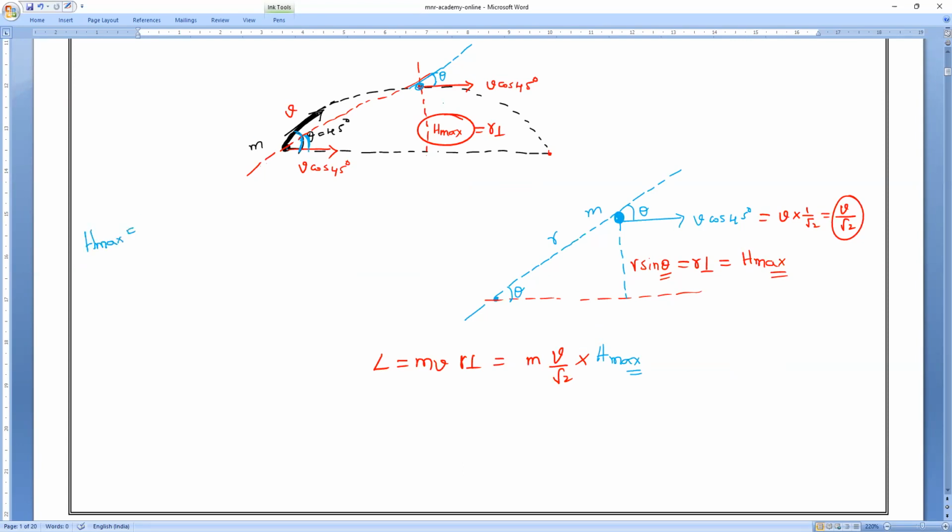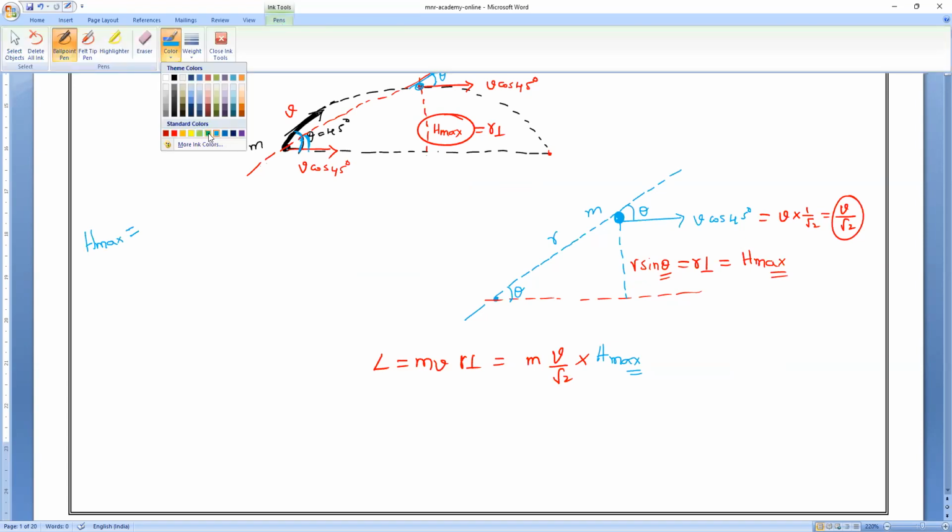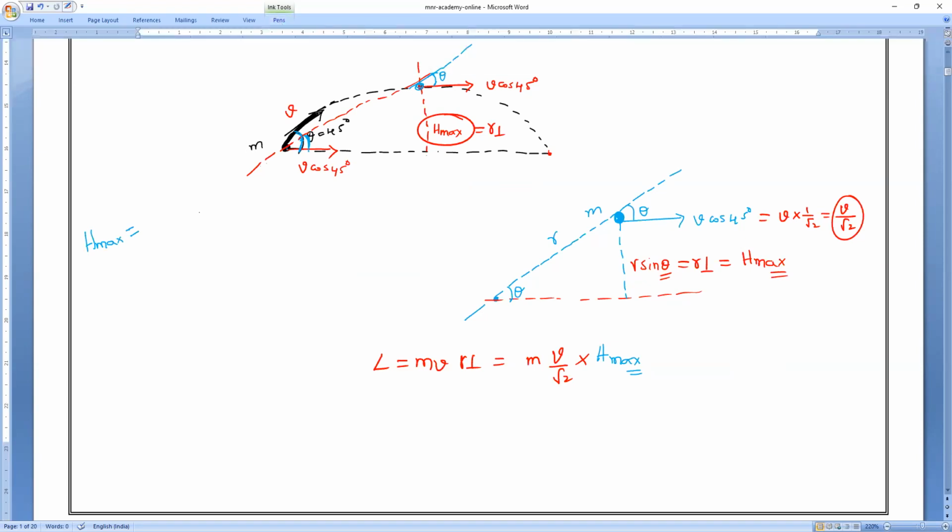Formula I want. Let me see, at least anyone will say. Maximum height attained by the body. Any one of you? Formula, please. Nobody? Projectile motion formula. Don't know? Any one of you?